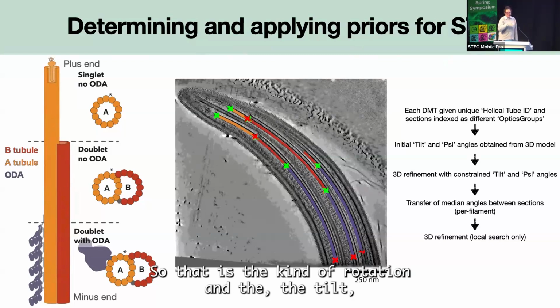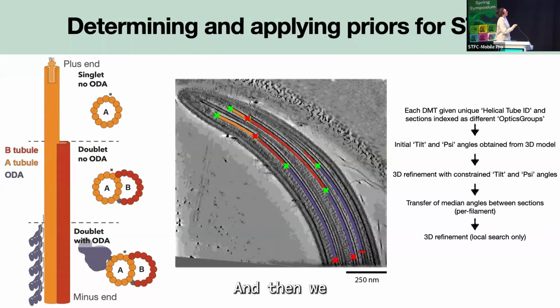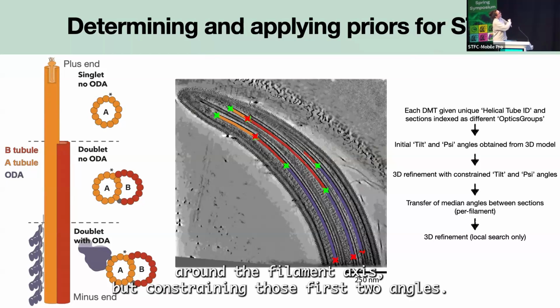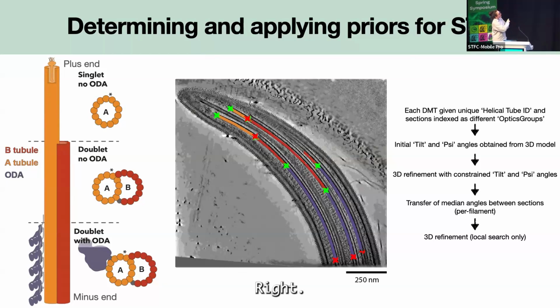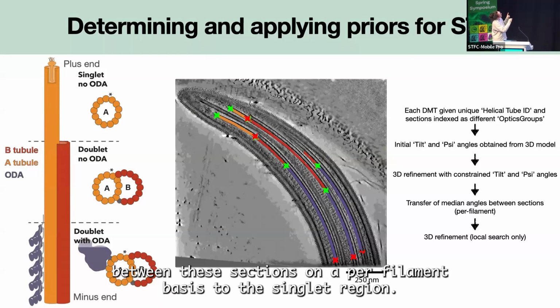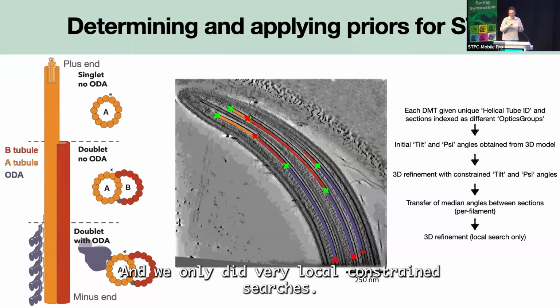So that is the rotation and the tilt of the angle of the filaments within the tomogram. Then we ran 1 round of refinement with free rotation around the filament axis, but constraining those first 2 angles, right? And once we had that rotation angle for these 2 sections, we could transfer the median angles between these sections on a per filament basis to the singlet region. After that, we had the fixed angles and we only did very local constrained searches.